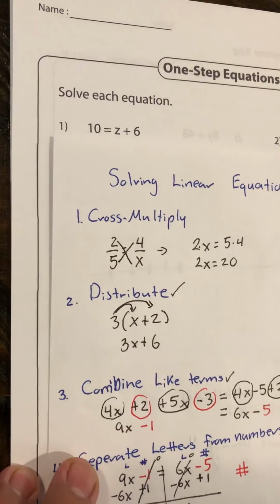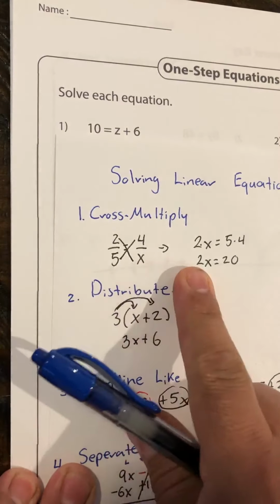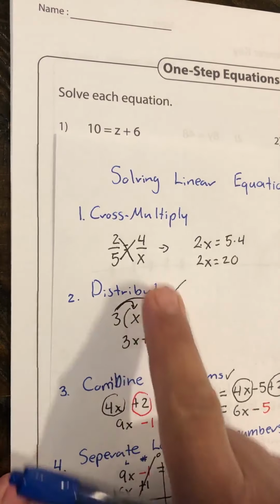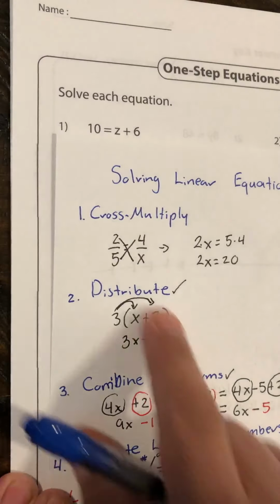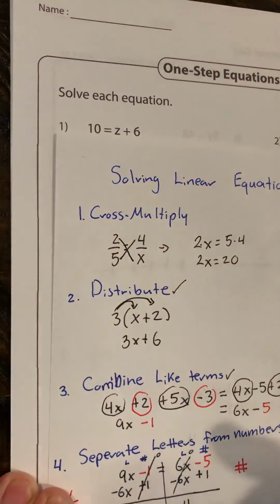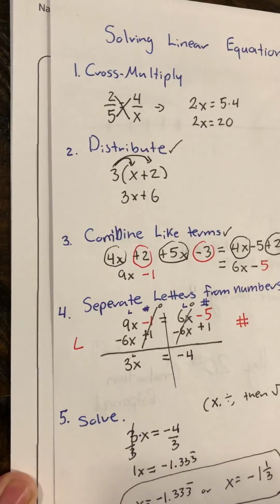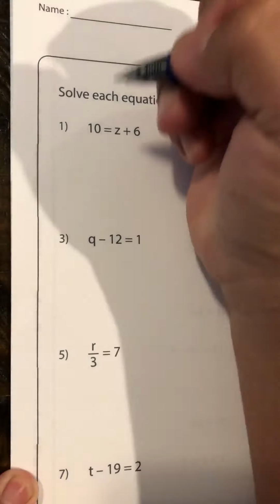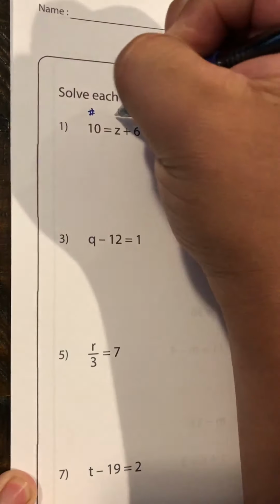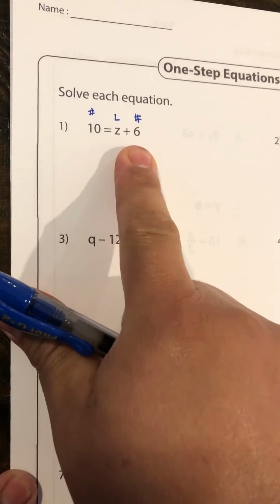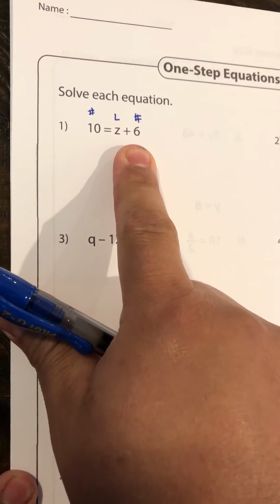So number one, it doesn't look like a proportion, so we don't need to use that. There's no parentheses, so we don't need to distribute on number one. Combine like terms on each side. Well, he's by himself, and these two don't combine, so we don't have to do that. And then step four, separate letters and numbers. This is where we're going to pick this one up, because this is a number, this is a letter, and this is a number. So on this right side here, we have letters and numbers together, and that's not okay.